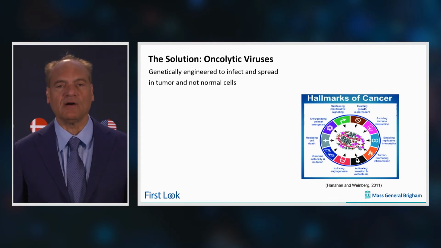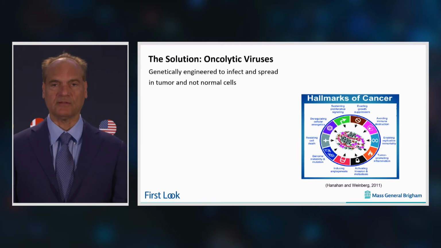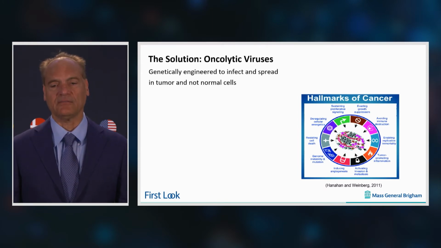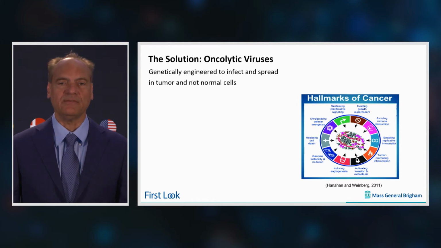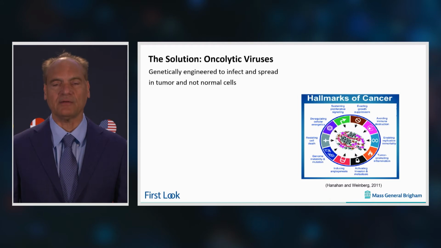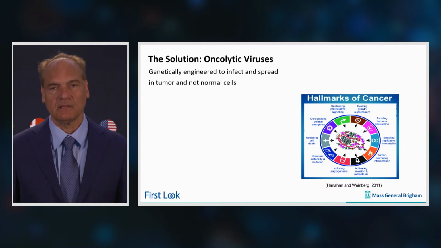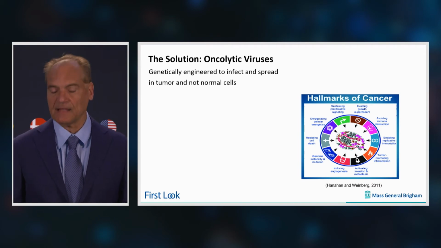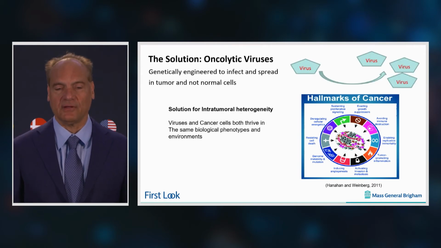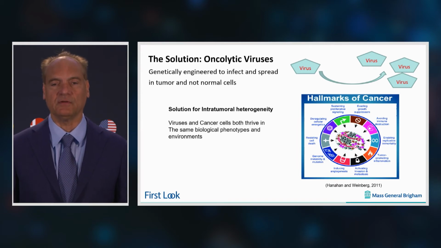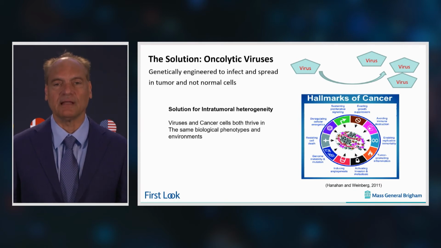Why are oncolytic viruses a solution to intratumoral heterogeneity? When one looks at cancer, cancer has to basically perform several phenotypes, or is characterized by several phenotypes, in order to grow and progress in an organ. Each one of these phenotypes is the accumulation of multiple mutations. But there are only very few phenotypes shown here, while lots of mutations. Turns out that viruses and cancer cells both thrive in the same biological phenotypes and environments. Viruses can grow in the same phenotypic areas that tumor cells do.